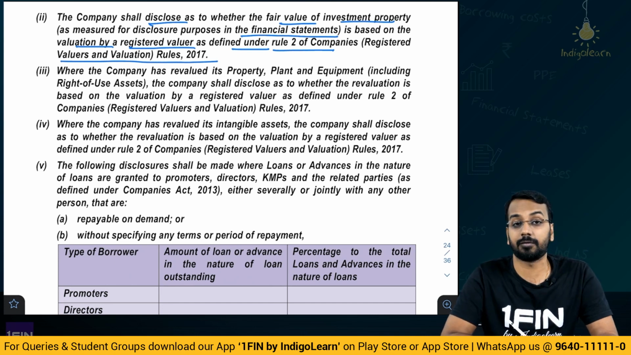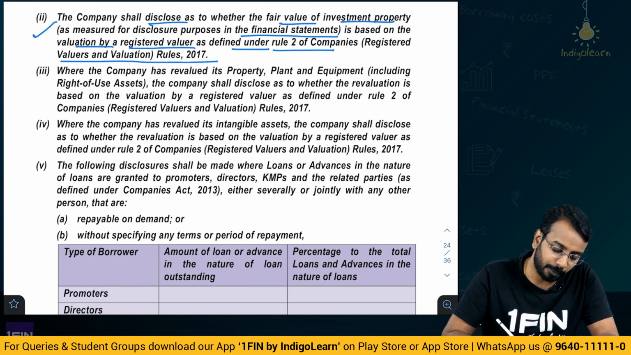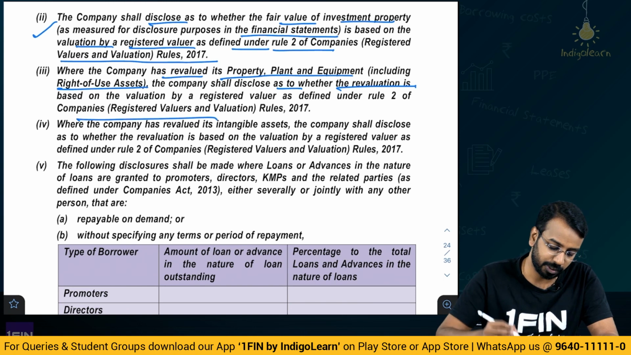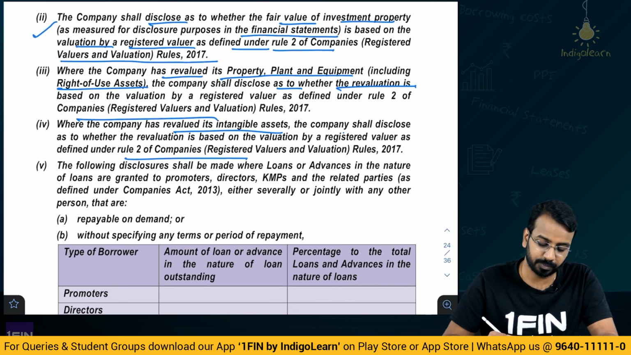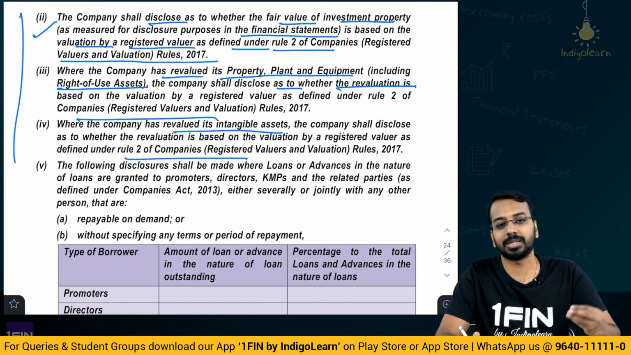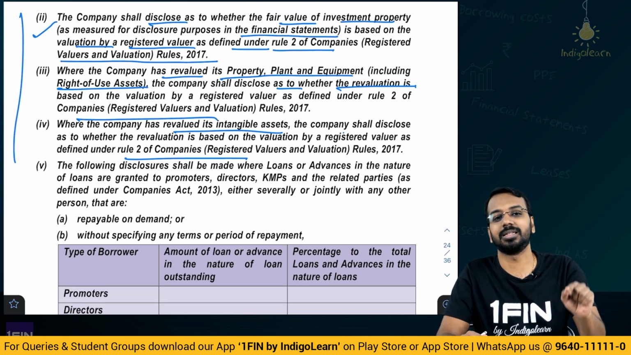So if you remember, under Ind AS 40, you have to disclose the fair value of your investment property. Has that been done by a registered valuer? That is what you have to disclose here. Then where the company has revalued its PPE including ROU, the company shall disclose whether the revaluation is done by the registered valuer. Then where the company has revalued its intangible asset, the company shall disclose whether it has been done by a registered valuer. So basically they are saying, if you are presenting fair value, if you are revaluing assets, who has done it? Is it done by a registered valuer?